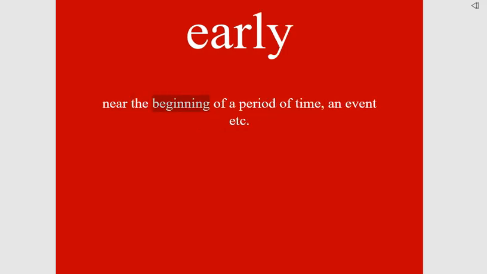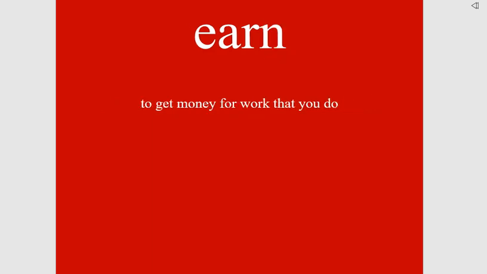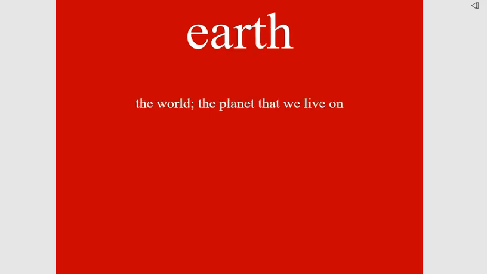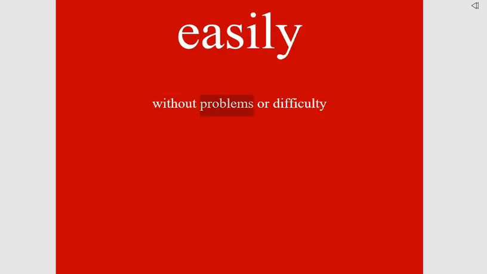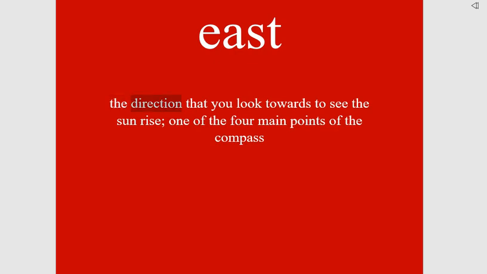Early. Near the beginning of a period of time, an event, etc. Earn. To get money for work that you do. Earth. The world, the planet that we live on. Ease. Lack of difficulty. Easily. Without problems or difficulty. East. The direction that you look towards to see the sun rise, one of the four main points of the compass.